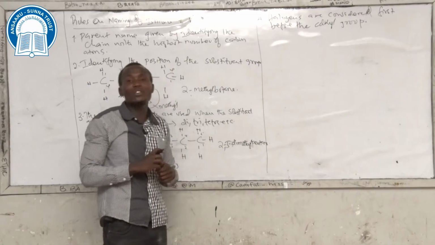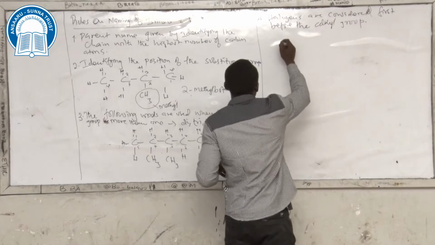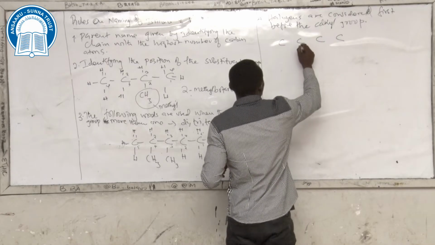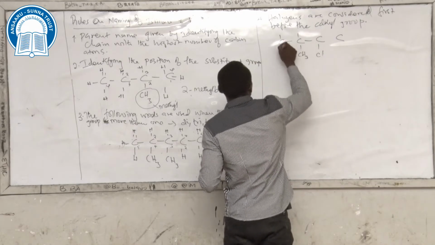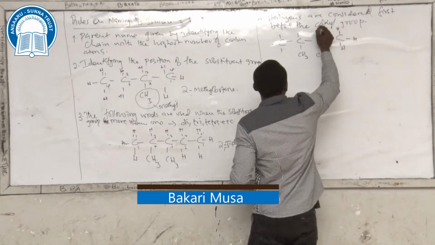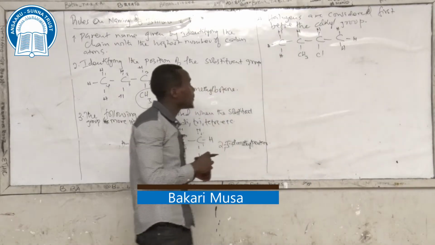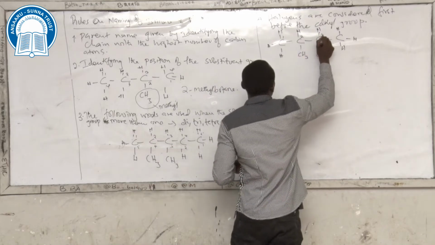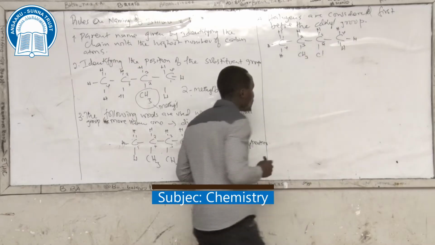So we give consideration to the halogens. Example, we have 1, 2, 3, 4. We have a methyl there, and we have chlorine. Those are hydrogens. Now, how do we name this? If we start naming from this end, this is carbon number 1, carbon number 2, carbon number 3, and carbon number 4.